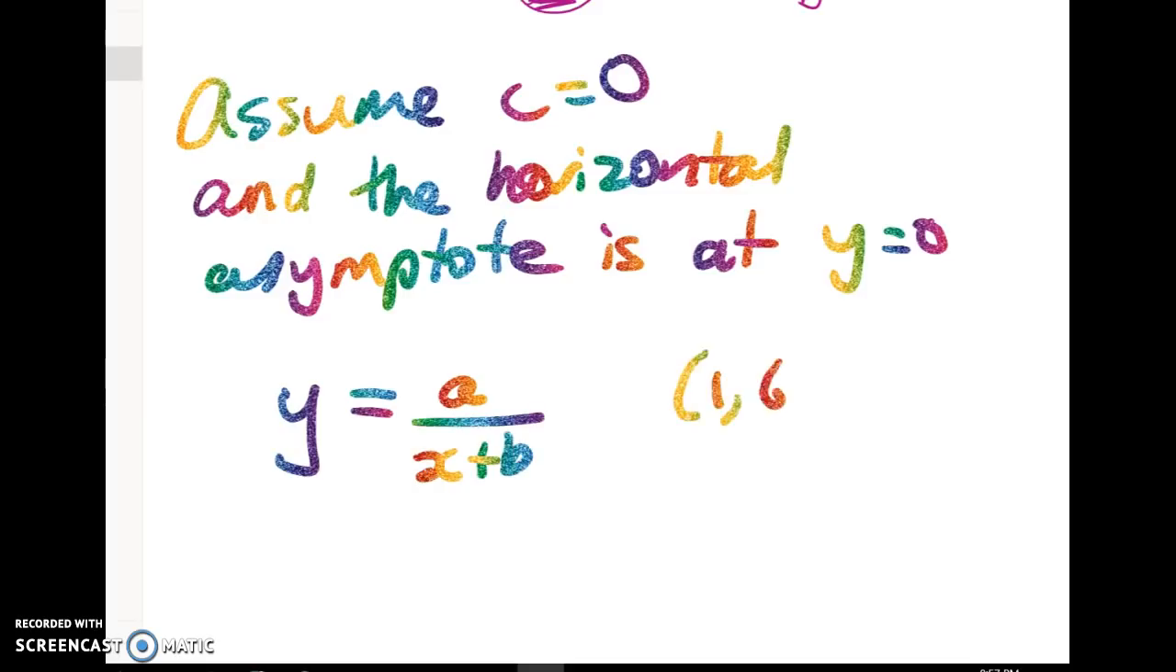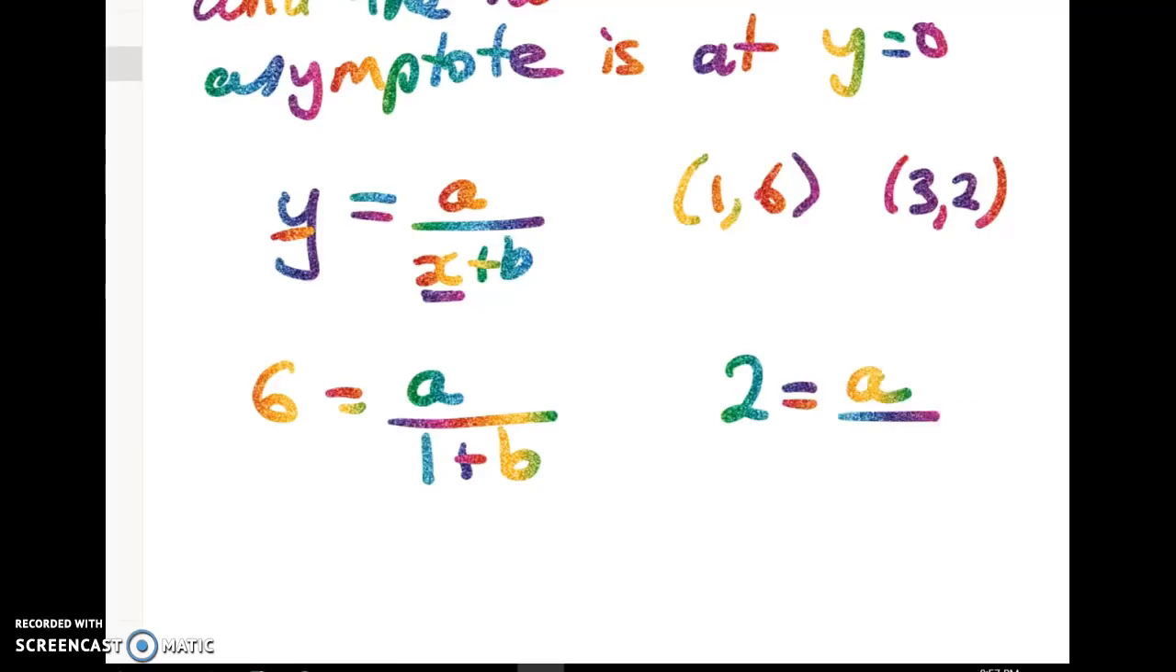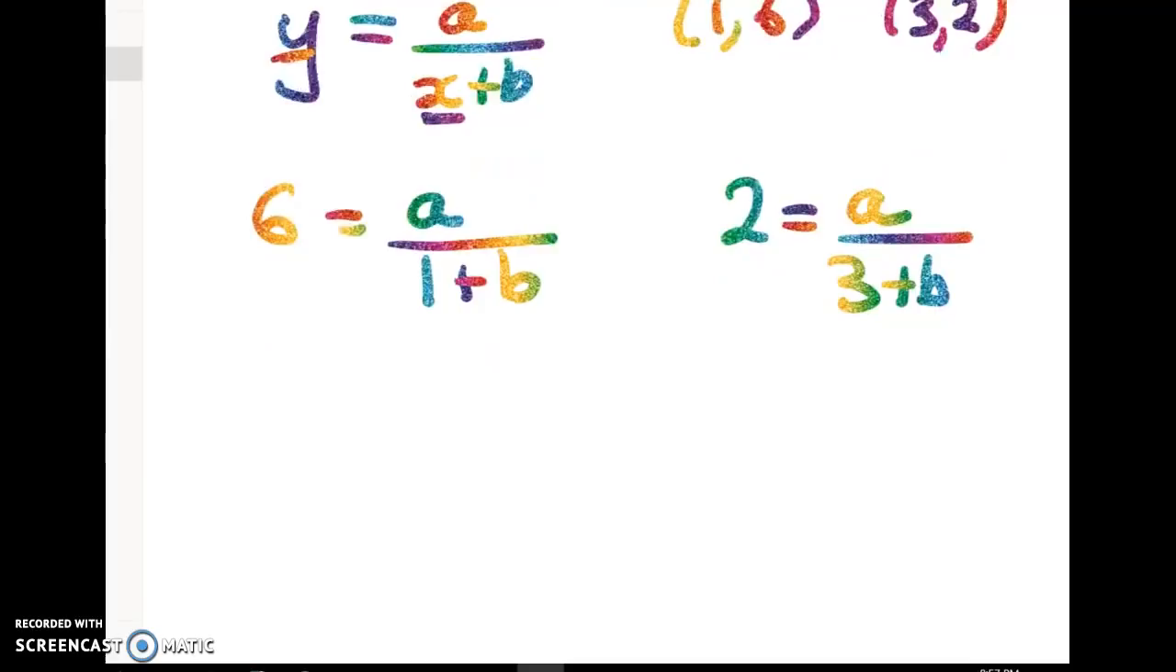And I've got 2 points, (1, 6), and what's the other one? (3, 2). What do I have to do now? Well, I substitute in those 2 points and I solve for A and B. Remember that I'm substituting for the y and the x, not the A and B. So off we go. We've got 6 is equal to A over 1 plus B. And I've got 2 is equal to A over 3 plus B. I'm going to get 2 linear equations and I'm going to chuck them into my calculator. Yeah, I bet you can't believe I said that, but I did.